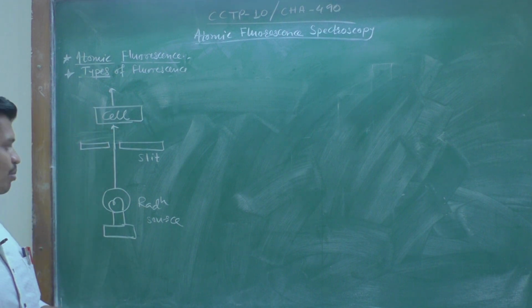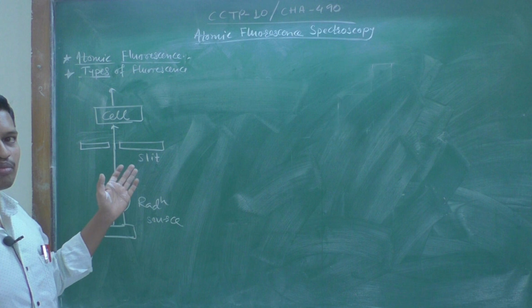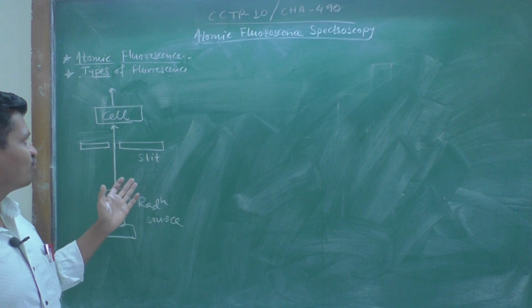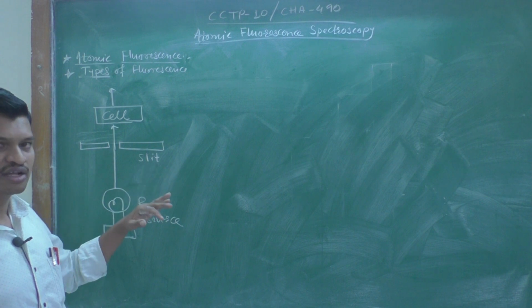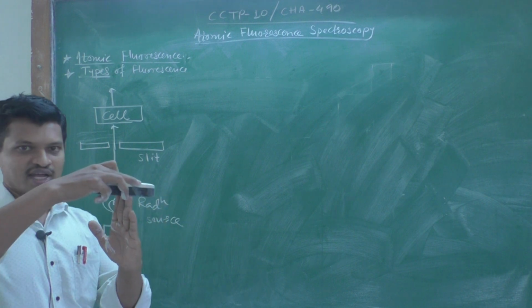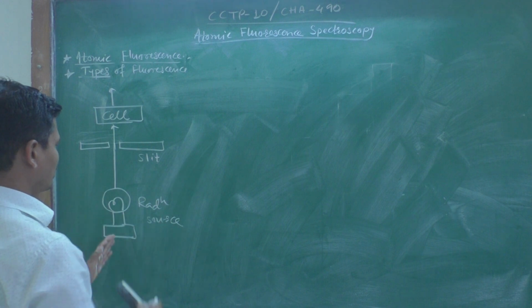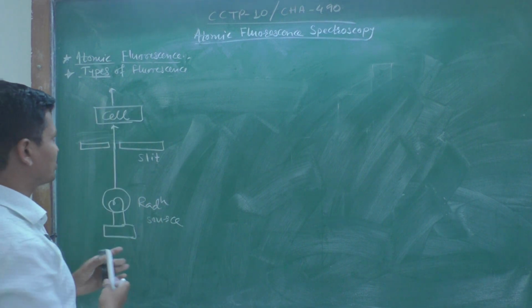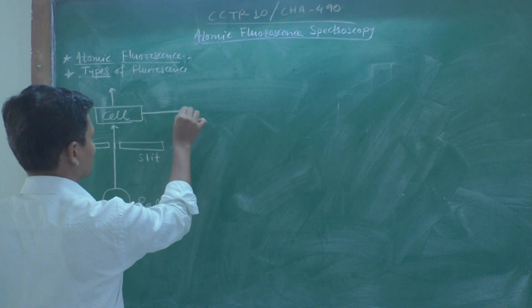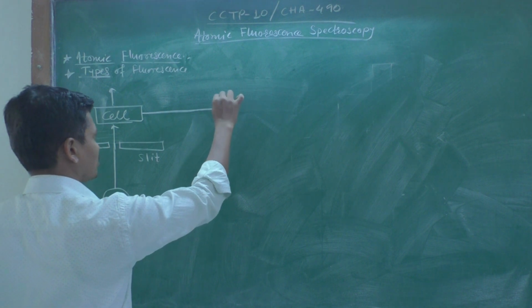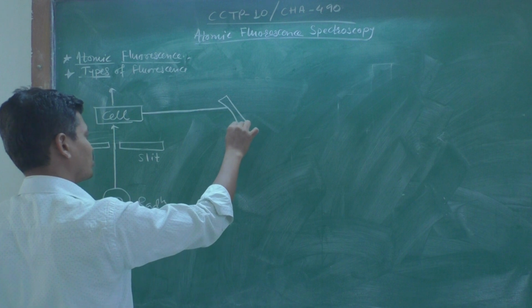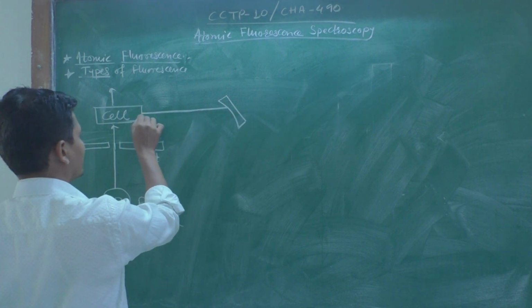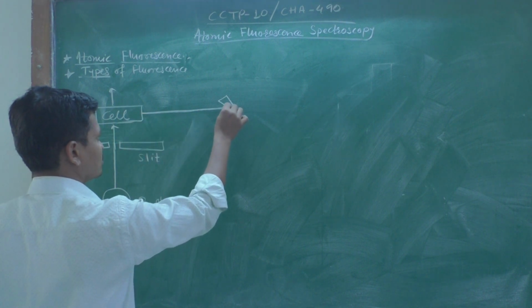Here, what is happening is that the measurement of fluorescent radiations is generally done in a direction perpendicular to that of the incident radiation on the sample cell. Okay, so from the sample cell, the sample is radiated, this is a radiated source.